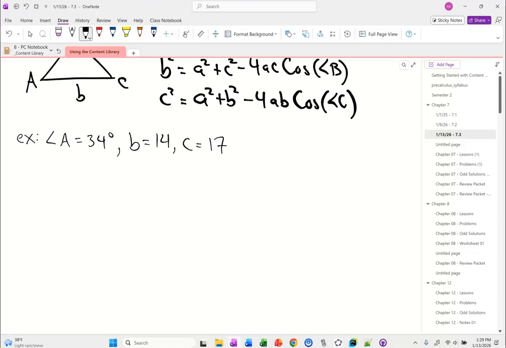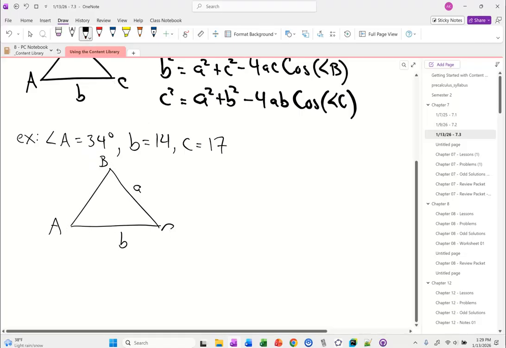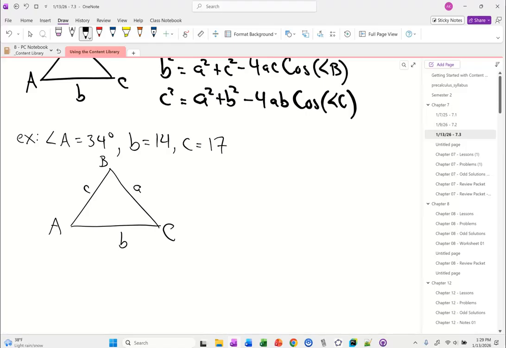So let's say we have a triangle with angle A is 34 degrees, side B is 14, and side C is 17. I want to solve that triangle. First step would be to draw and label a picture so we can decide, is this the side angle side or side side angle? Because I have two sides and an angle, it's not entirely clear which of those two situations I'm going to land in. It probably is based on the name of the section we're doing, but suspend your disbelief and pretend you didn't know, we don't know that this is coming from a specific lesson.